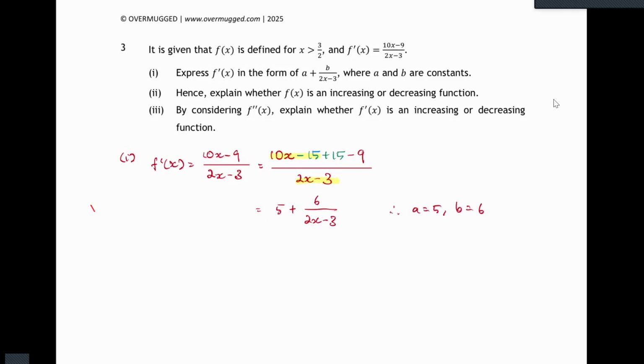Okay. The next part, I want you to analyze this expression. Then the range that is given to me in this question, the domain of the function is x more than 3 over 2. So that means only for x more than 3 over 2, the function exists. Before that, don't have. So the smallest value of x in this case is 3 over 2. You consider x 3 over 2 and greater.